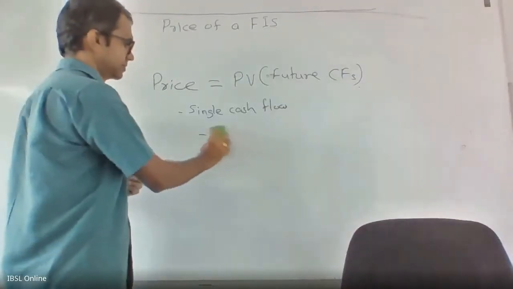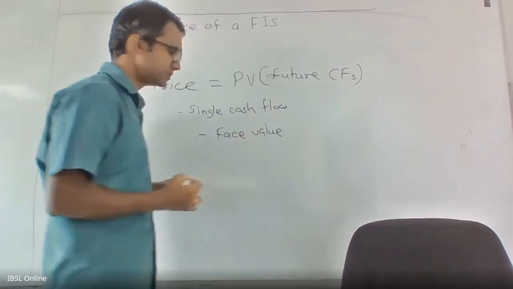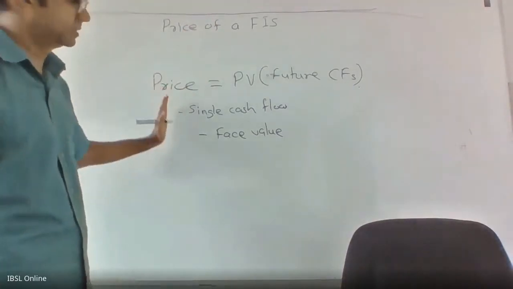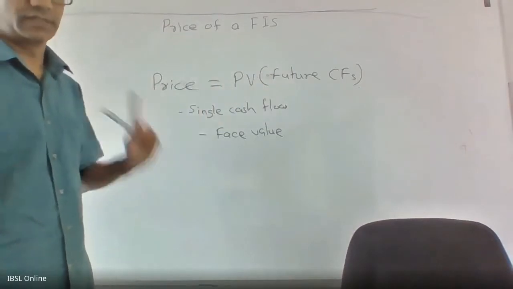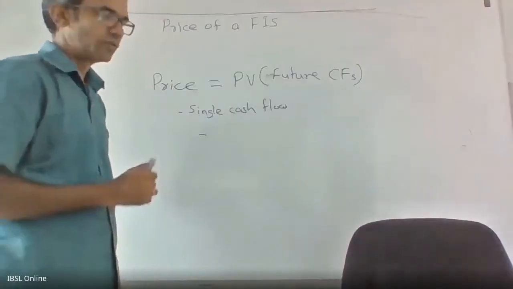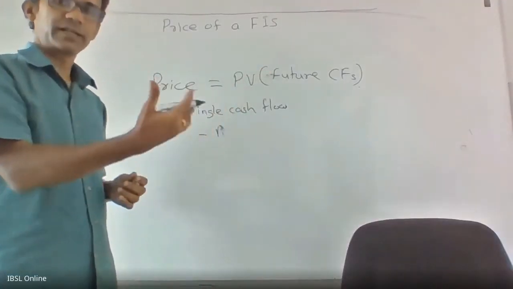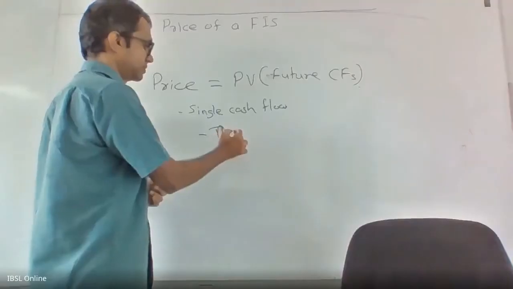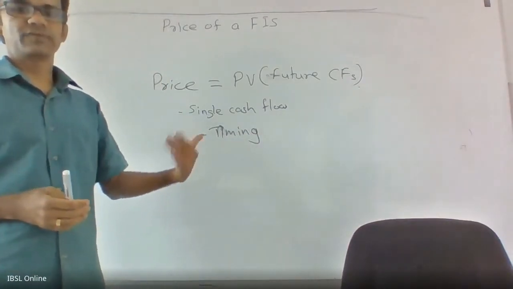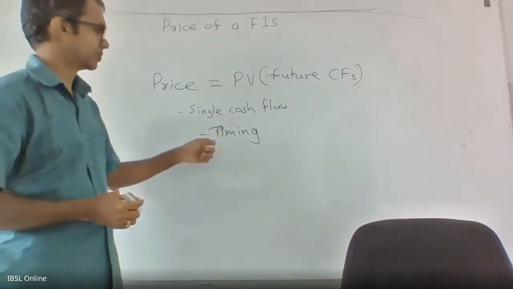Face value and coupon interest. What do you mean by face value here? When I forget about this bond and just consider a single cash flow in future, what should you know? Maturity. What is maturity? That means when do you expect that cash flow? Yes, that is the time. Whether you get it in 1 year, 6 months, or 10 years, you need to know the timing.